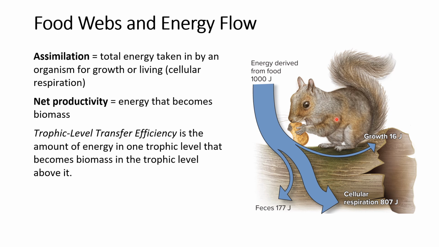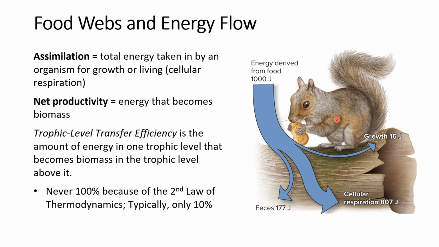So there is this notion of trophic level energy efficiency, right? Which is the amount of energy in one trophic level that becomes the biomass in the next trophic level. We say this is like the 10% rule. Trophic level energy transfer is never 100% efficient because of the second law of thermodynamics. No energy transfer is 100% efficient. So this is typically only about 10% in ecosystems, although not exactly all the time, but it's just kind of typical.